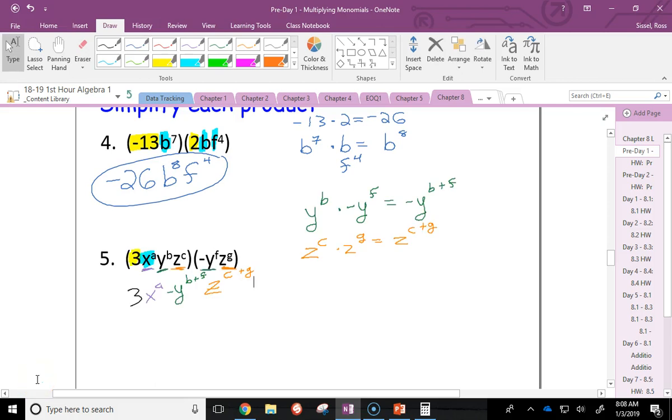Okay, so our answer should have, I try to color code mine just to help you guys see my answer, break it up, but our answer was 3x to the a power minus y to the b plus f power, z to the c plus g power.